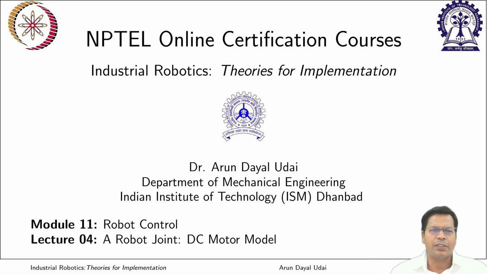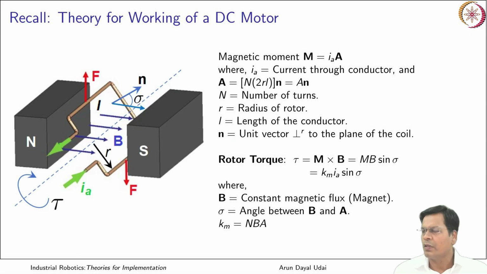So let us now study controlling any robotic joint to begin with. Okay, so let us start. Let us just recall the theory of working of a DC motor that we have seen earlier in module 2. So yes, this is the first thing that we have learned.